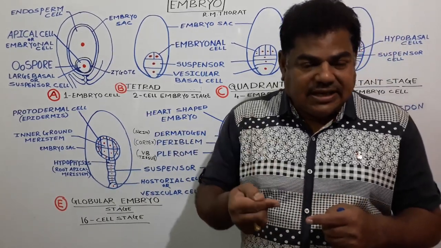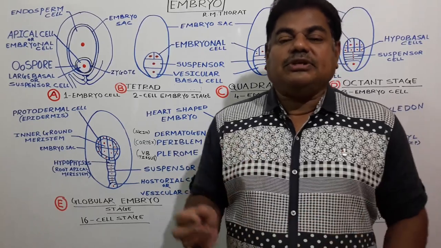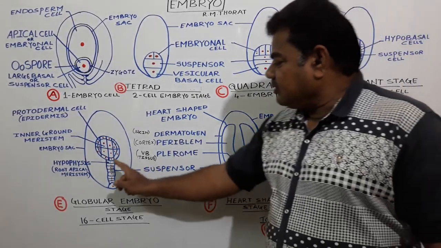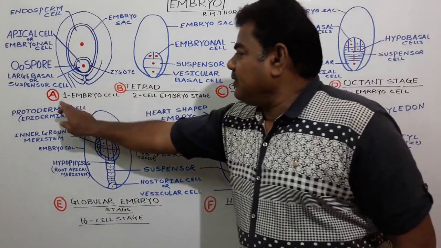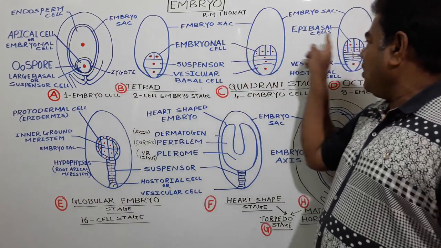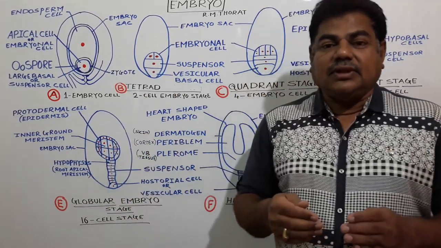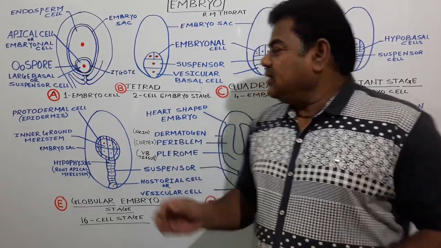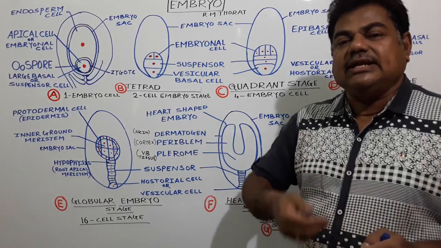Now, in monocot seed and dicot seed, the early stages of embryo formation are the same. From the zygote up to the globular embryo stage, all these stages, A, B, C, D and E, all these mitotic stages and embryonic stages, are common in monocot as well as dicot seeds. So see here how embryo formation takes place in monocots and dicots in detail.